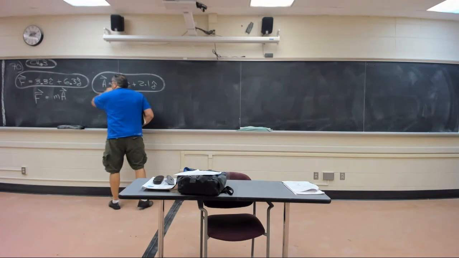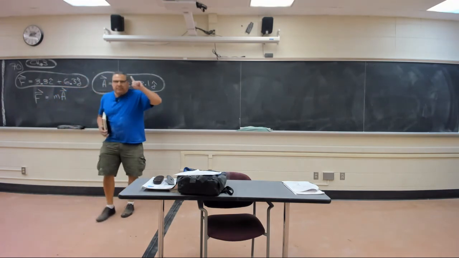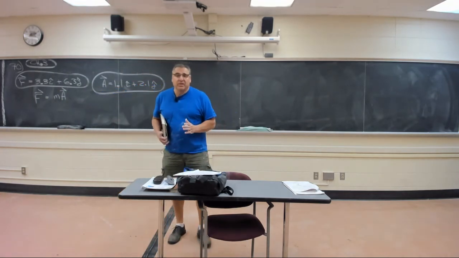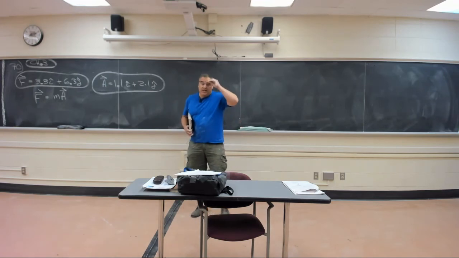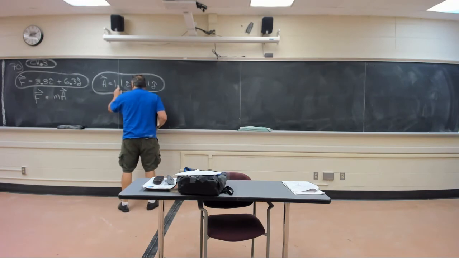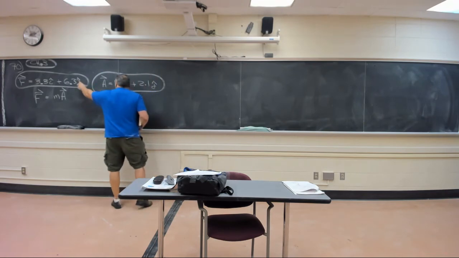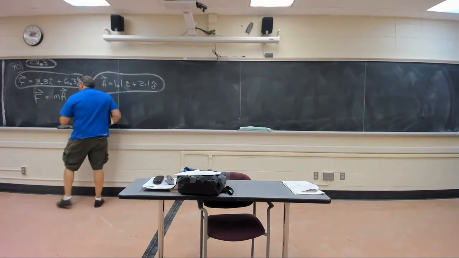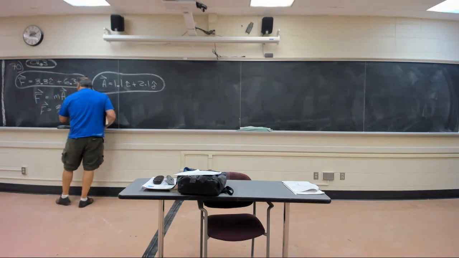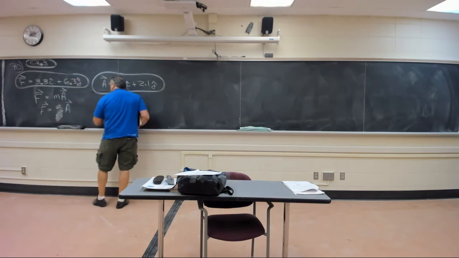Does 1.1 go into 3.3? Yeah, 3 times. 3's got to be the magic number all the way across. If it's not, we're in trouble. If you multiply 1.1 by 3, you get 3.3. If you multiply 2.1 by 3, you get 6.3. We're good. That's it. Period. F vector equals 3 times A vector. 3 is that scalar.